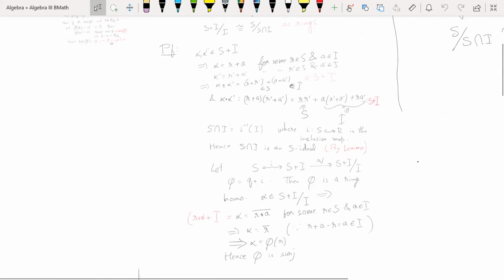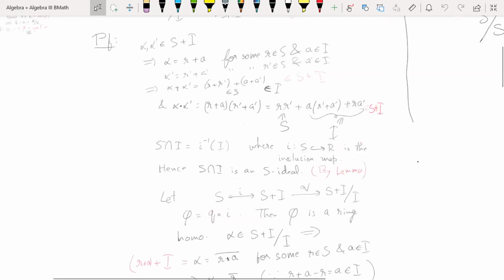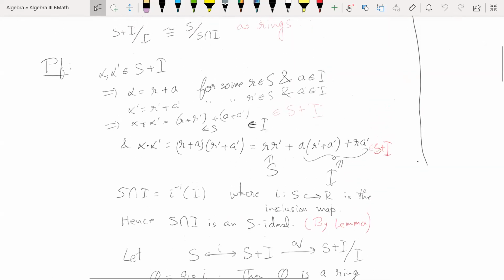One question in the beginning: while proving that S plus I is a subring, we used commutativity here. Is it not true for the non-commutative case? You'll have to assume I is a two-sided ideal. If you assume I is a two-sided ideal, then there is no issue. Okay, sir. So the quotient you can take only if it is a two-sided ideal. That's why.